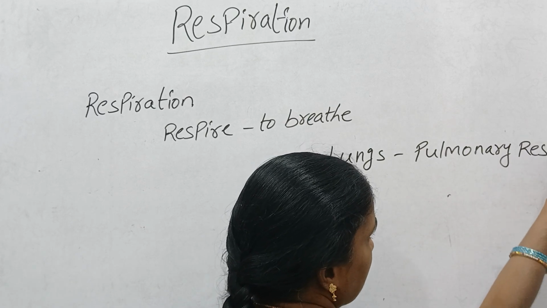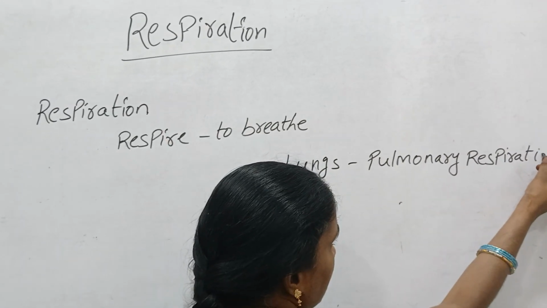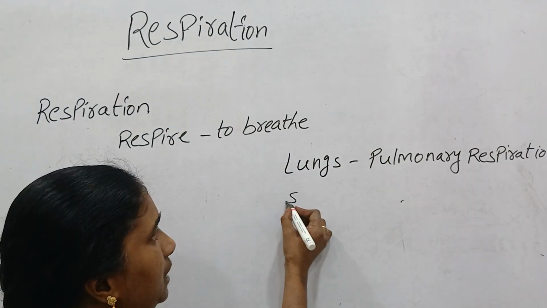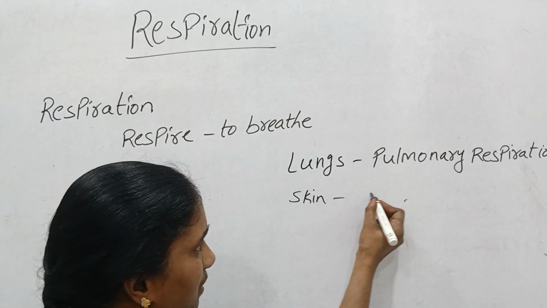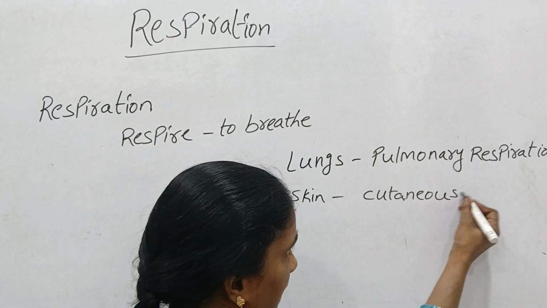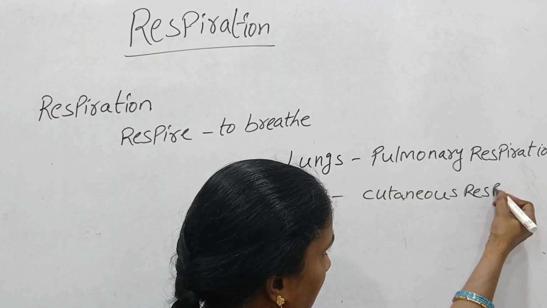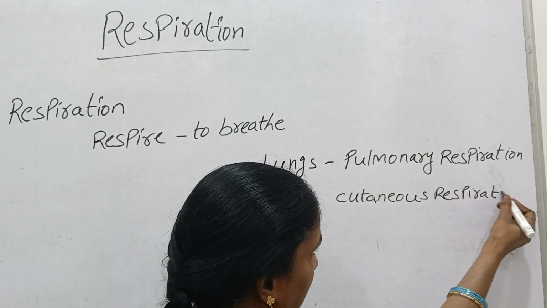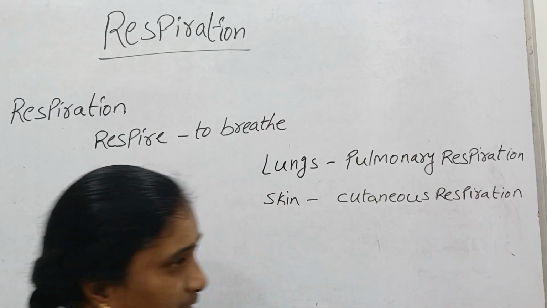Some organisms can respire with the help of skin. Respiration through skin is called cutaneous respiration. Examples are earthworms and frogs, which can respire with the help of moist skin.